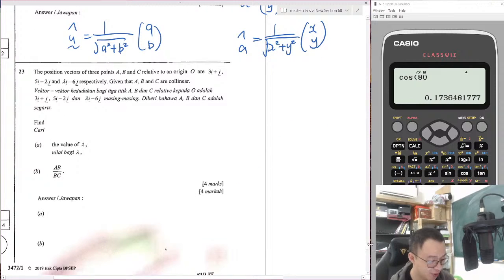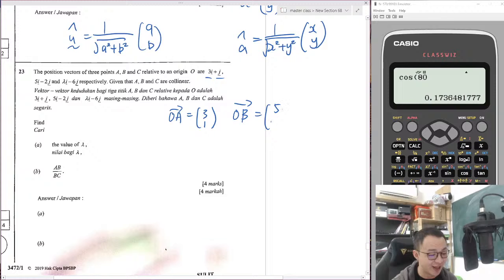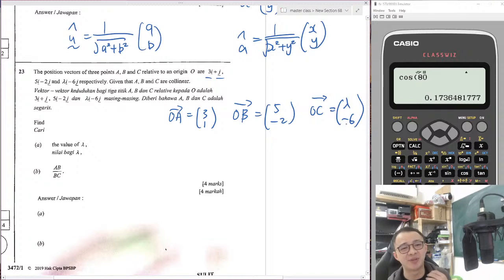Alright, so question 23 here. So the position vectors of A, B, and C relative to O. Normally when I read a sentence like this, I prefer to write OA as (3, 1), because it is 3i plus 1j. I write i on the top, j at the bottom. This is called a column vector. So OB will become (5, negative 2), and OC will become (lambda, negative 6). Then I don't need to waste so much time keep writing ij there.